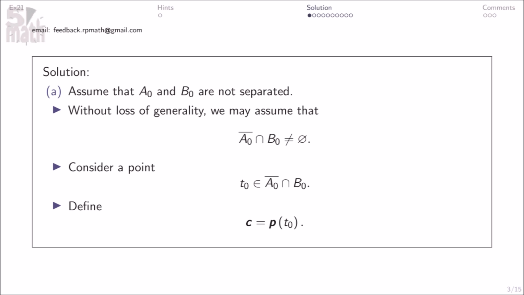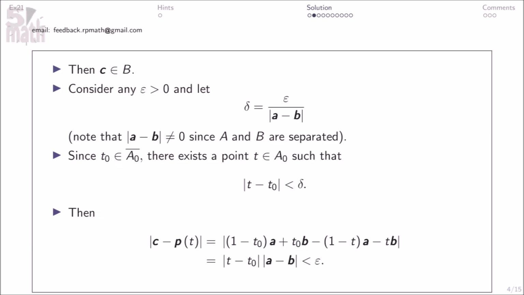Solution. A. Assume that A0 and B0 are not separated. Without loss of generality, we may assume that this. Consider a point T0, element of this. Define C equaling this. Then, C element of B. Consider any epsilon greater than 0 and let delta equal this.